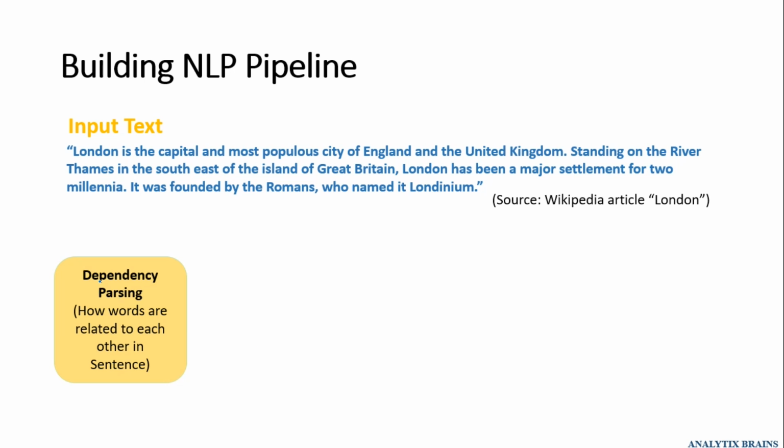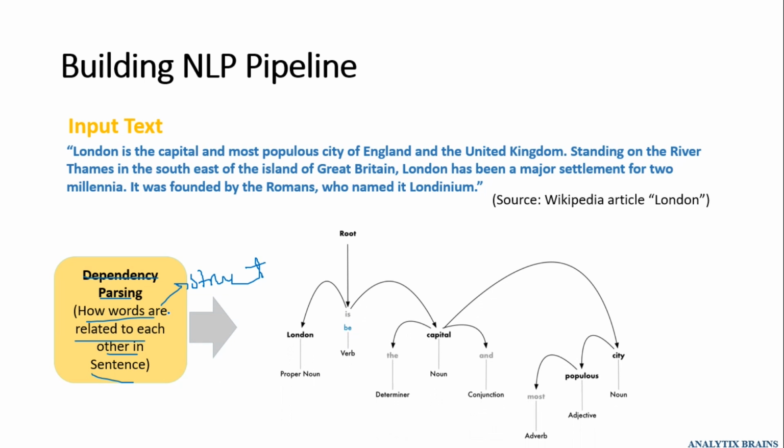Now there is another stage called dependency parsing. This is one of the most important parts of doing NLP processing of text. Dependency parsing is basically used to determine how the words are related to each other in the sentence, or basically it tries to check the structure, whether the sentence is grammatically correct or not. So we can check that using dependency parsing.